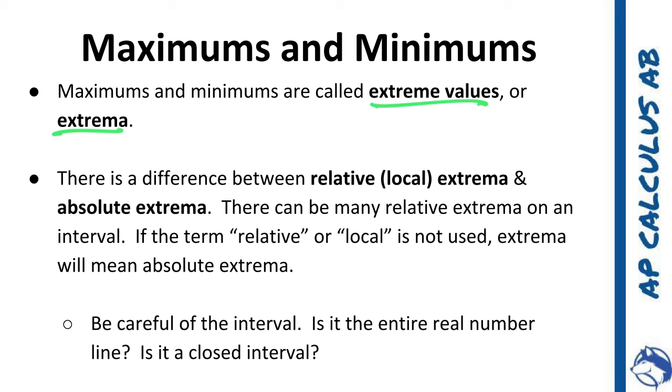So we have to be careful of the interval. Is it the entire real number line? Because if it's the entire real number line, we have to look at both ends of the graph and where they're going to. And is it a closed interval? Because if it's a closed interval, just like the last two problems, it only can occur between those two values that make up that interval. So be careful with that.